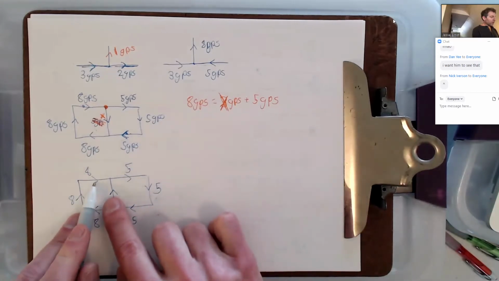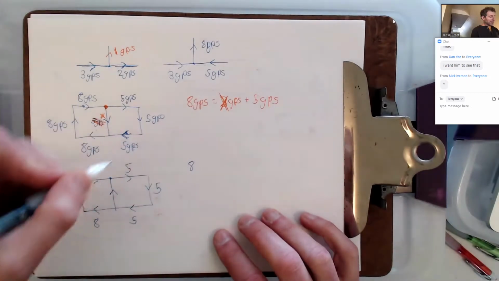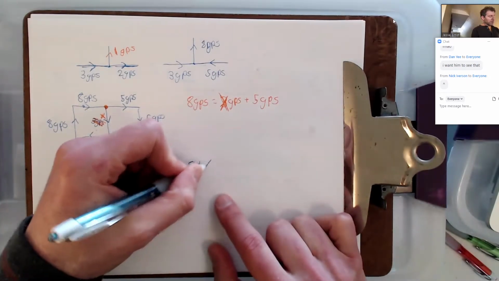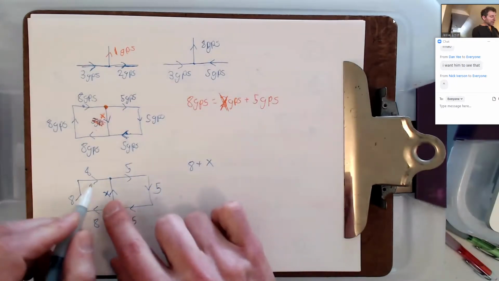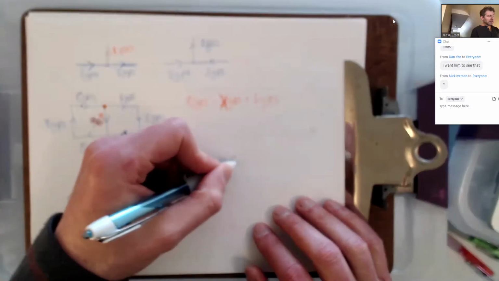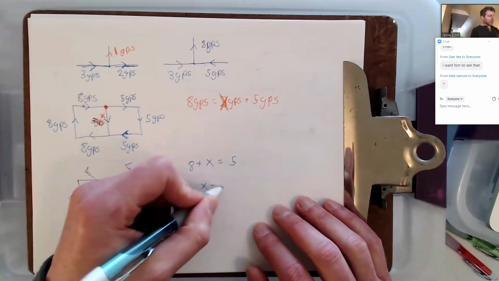Okay, so the total flow into this junction is going to be 8 gallons per second plus this unknown amount, plus X gallons per second. That's the flow into this junction. The flow out is 5 gallons per second. So obviously X equals -3.